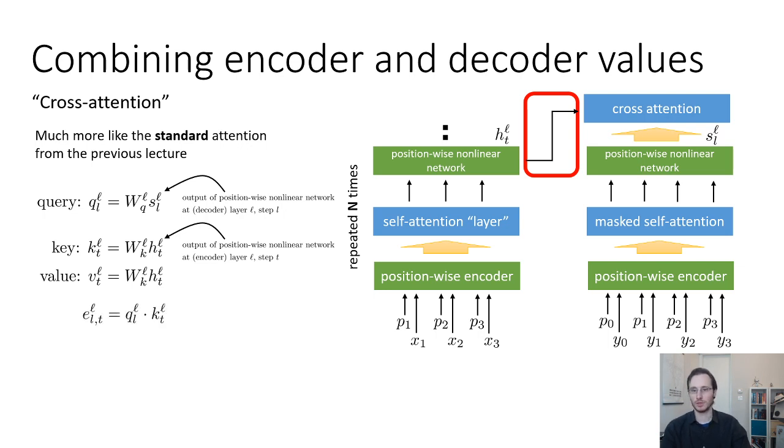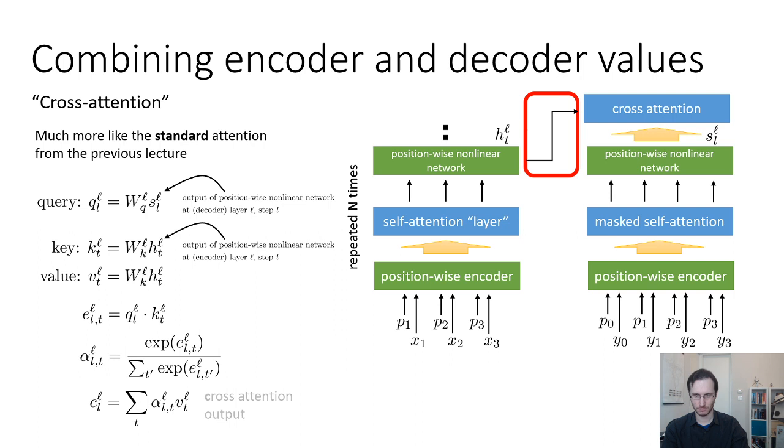And then we compute an attention score between every t and L. And here now the t's come from the encoder, the L's come from the decoder. We apply the softmax, and then we compute our cross-attention c_L as just the linear combination of the v_t^ℓ's weighted by alpha_{L,t}'s. So this is our cross-attention output. Okay, this is exactly the same as the regular seq-to-seq attention that we had before.